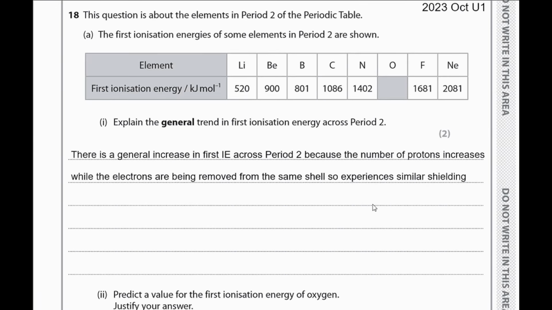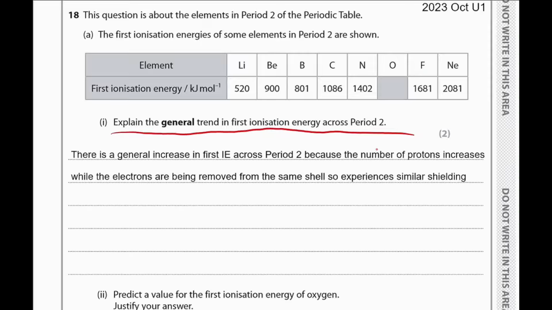Now, this question is about the elements in period 2 of the periodic table. The first ionization energy of some elements in period 2 are shown. They ask us to explain the general trend in the first ionization energy across period 2. If you check across period 2, there is a general increase in first ionization energy.